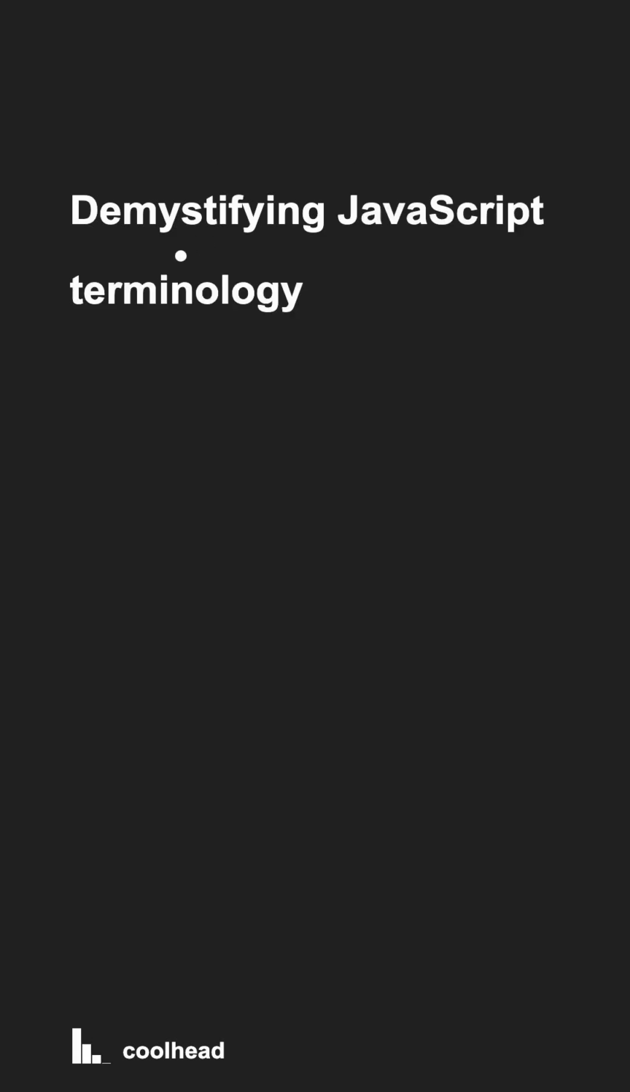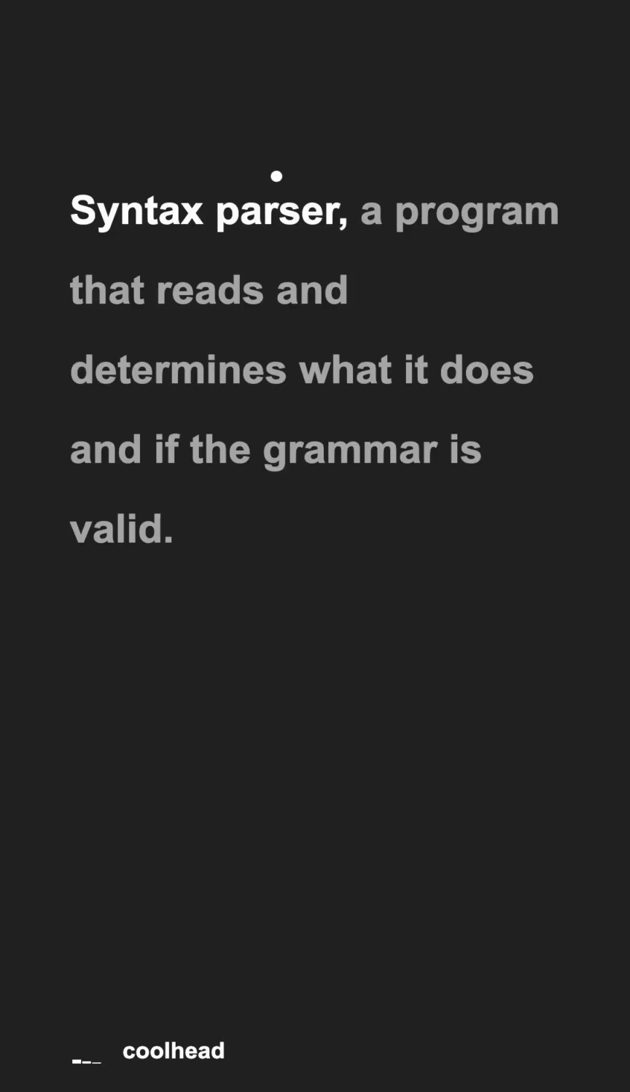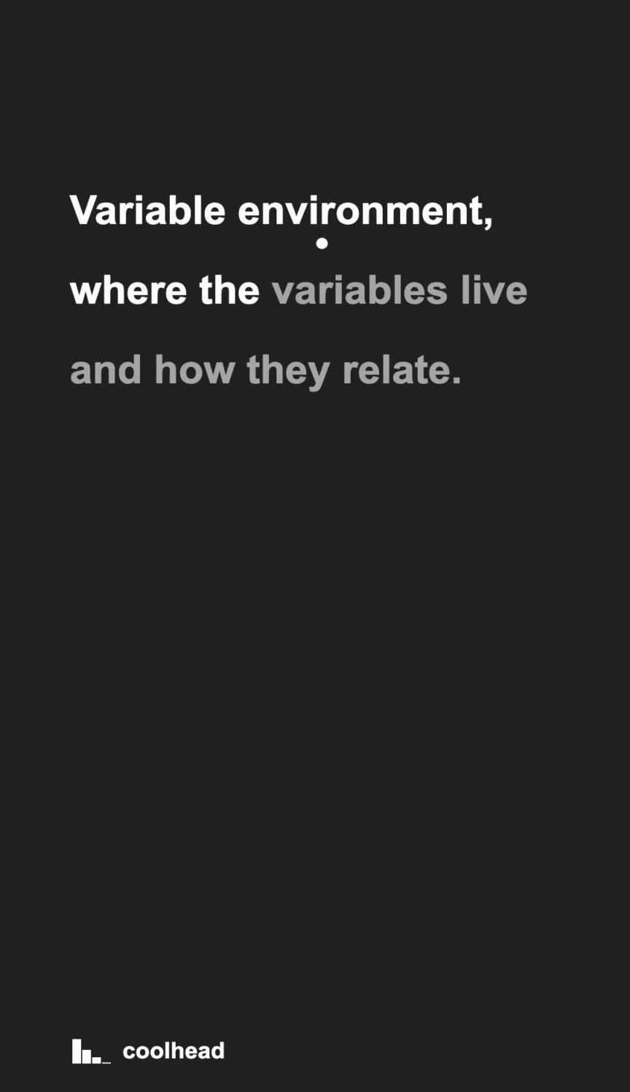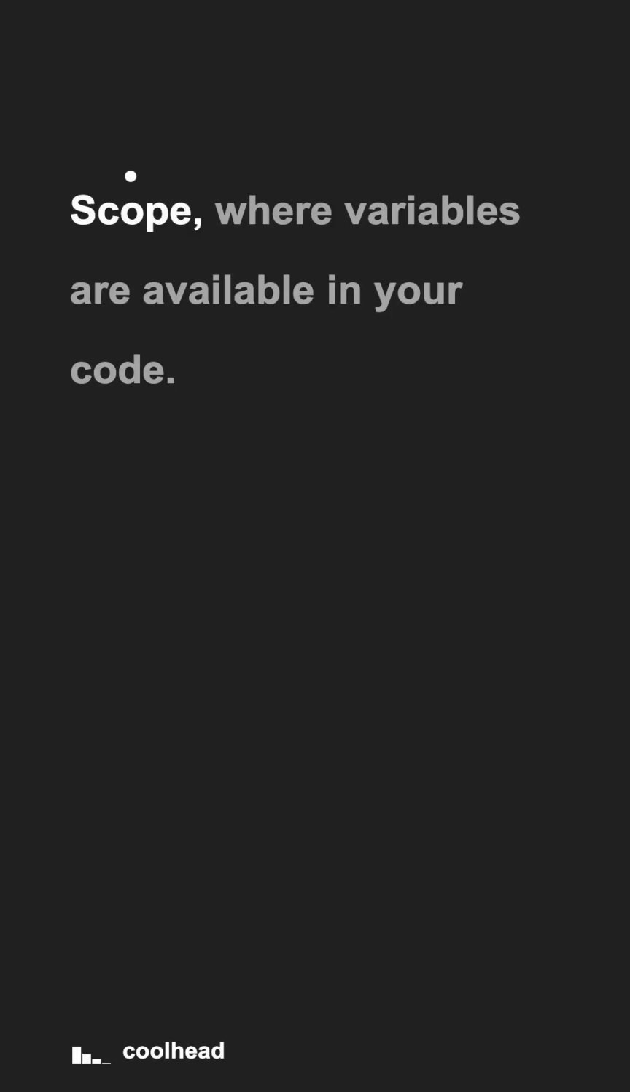Demystifying JavaScript terminology. Syntax parser: a program that reads your code and determines what it does and if the grammar is valid. Lexical environment: where something sits physically in the code you write. Execution contexts: a wrapper to help manage the code that is running. Variable environment: where the variables live and how they relate. Scope: where variables are available in your code.